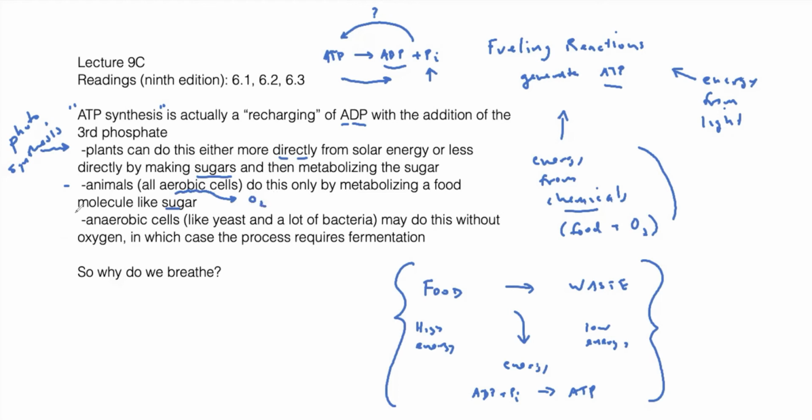There are plenty of cells that are anaerobic, meaning that they don't have any oxygen available, and they have to undergo their ATP generation without the help of oxygen. Yeasts and a lot of bacteria are anaerobic. And if you're doing it that way, then you're still taking food molecules and converting them into waste. It's just the waste molecules are not as depleted of energy, and therefore we're going to get less energy because we don't have the oxygen to help us along.